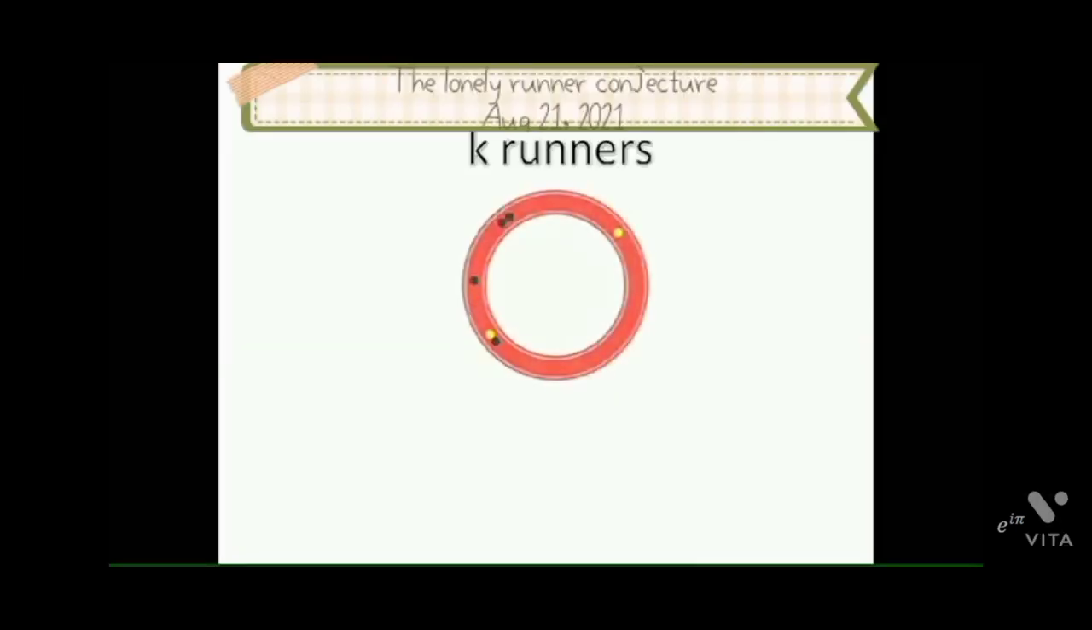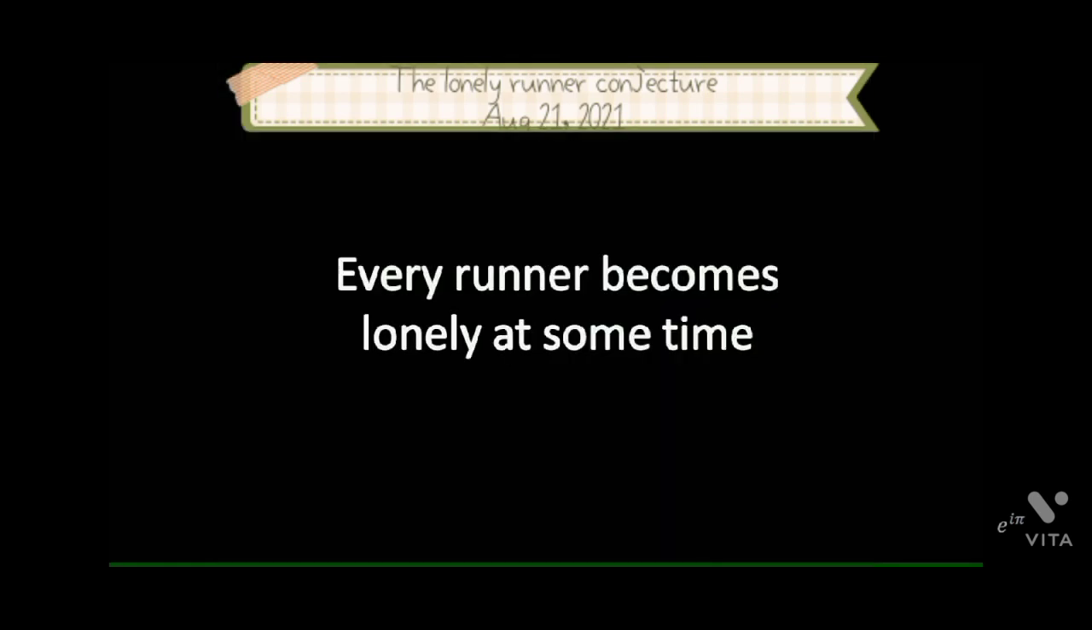Attract with distinct speeds. Now once a runner is at least 1 by k unit distance from all the others, we call that runner lonely. It's said that every runner becomes lonely at some point of time.